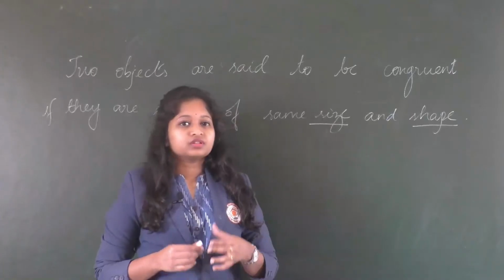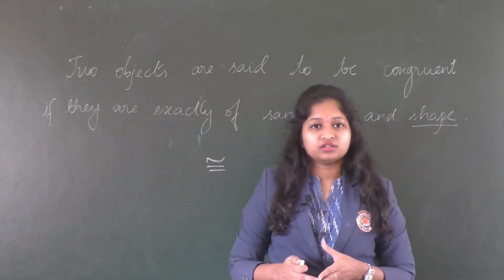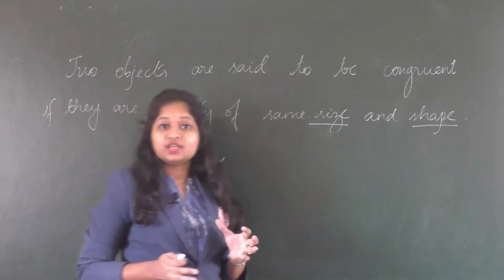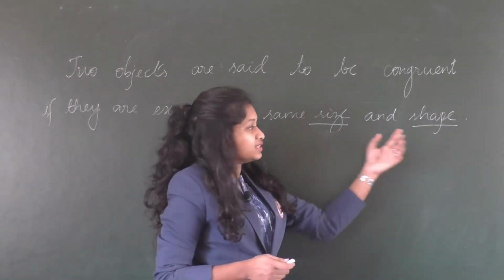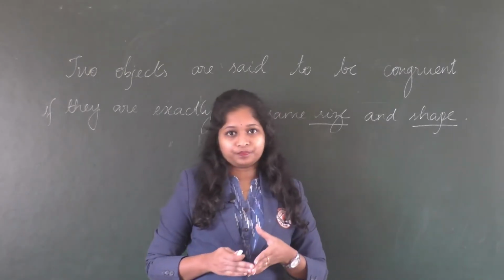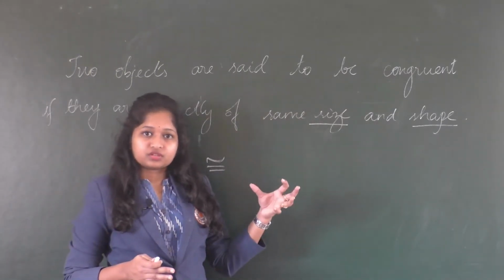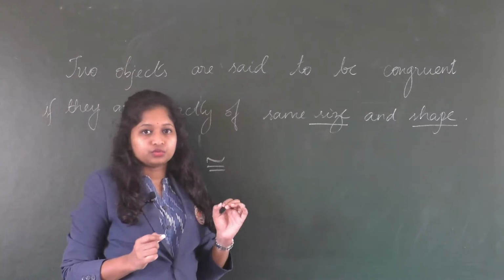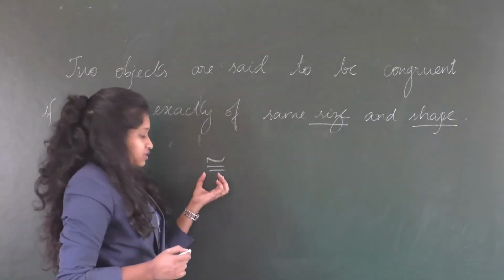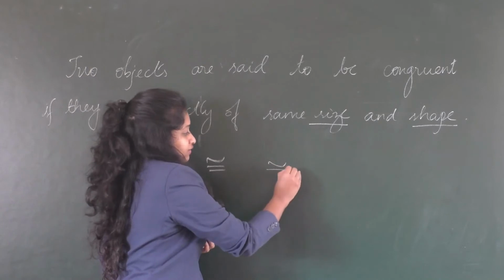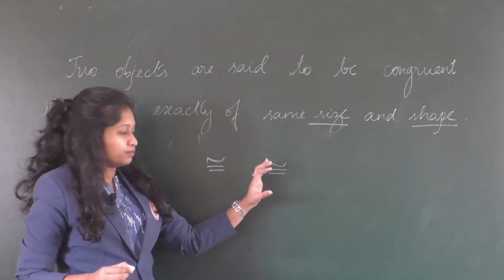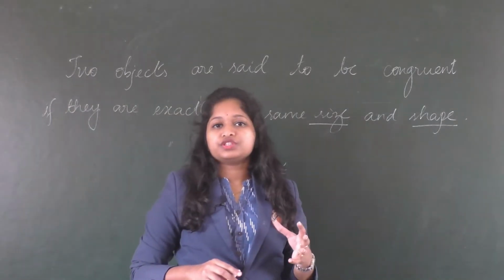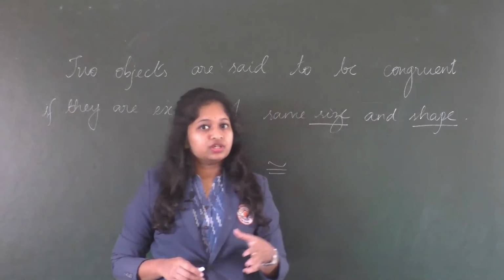Okay. So what is meant by congruent? Two objects are said to be congruent when they are of same size and shape. Both the size and shape should be the same. The relation of this congruent is called congruence, okay? And the symbol used to represent this congruency is this, like this. So this is the symbol for congruence, okay? And in this chapter we would learn the congruency of plane figures, as I mentioned earlier.